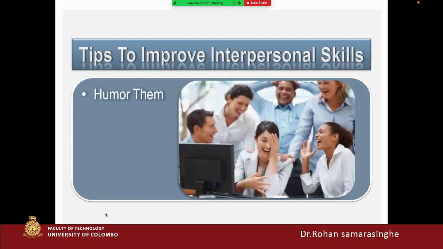Next one is humor. Actually, you can encourage the team by having a joke, but when you make a joke, it should not harm others, and you can keep all these people together.